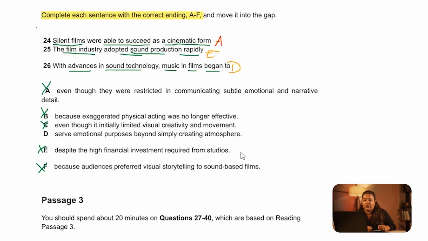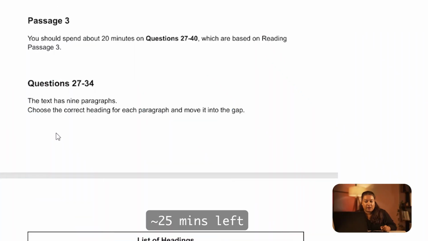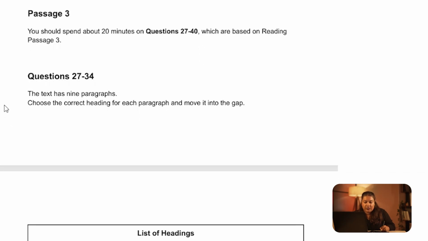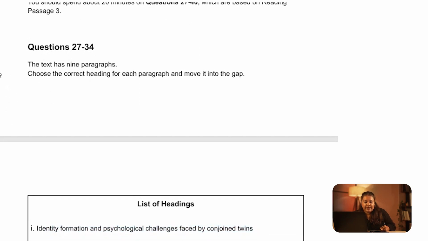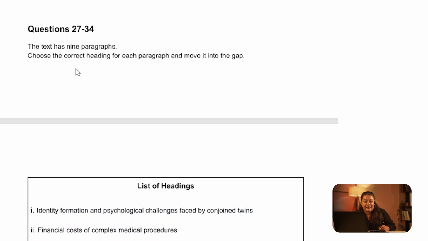All right, so with that we have finished passage 2. Passage 3. You should spend about 20 minutes on questions 27 to 40, which are based on reading passage 3, and it says questions 27 to 34. The text has 9 paragraphs. Choose the correct heading for each paragraph and move it into the gap.